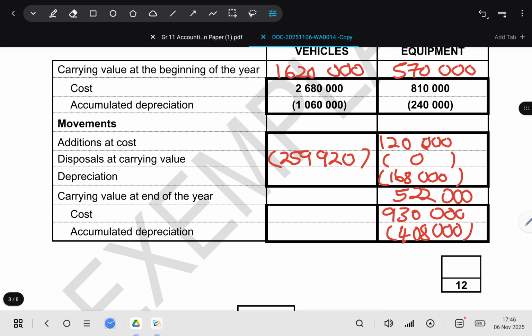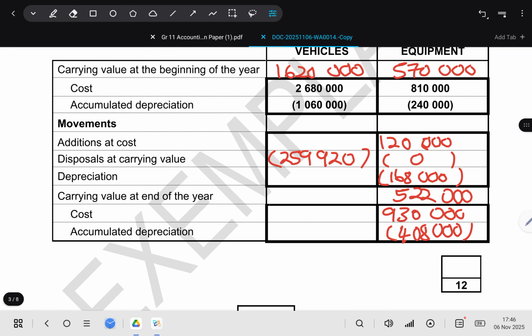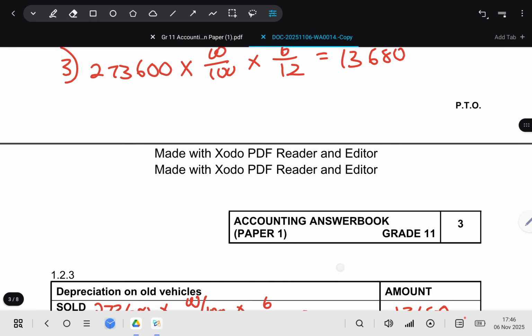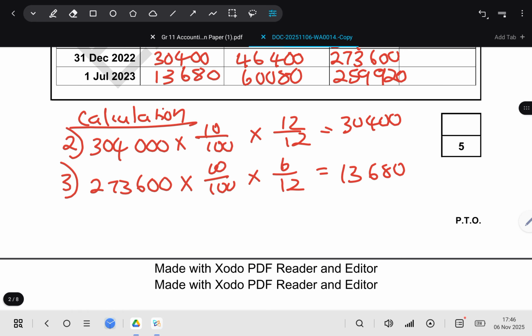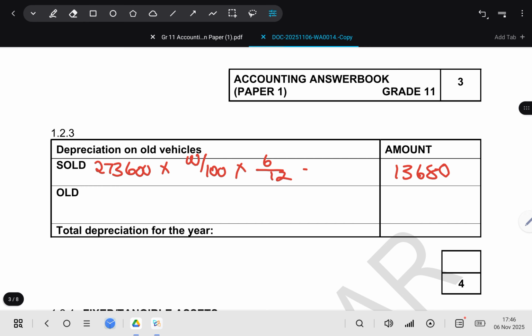So this is the disposal at carrying value. So when we disposed it, is total accumulated depreciation according to our information. Oh, sorry, this is the carrying value, right? So when we disposed it, the accumulated depreciation was 60,008. So we need to be very careful when it comes to this. I'll show you the shortcut in terms of how to do it.